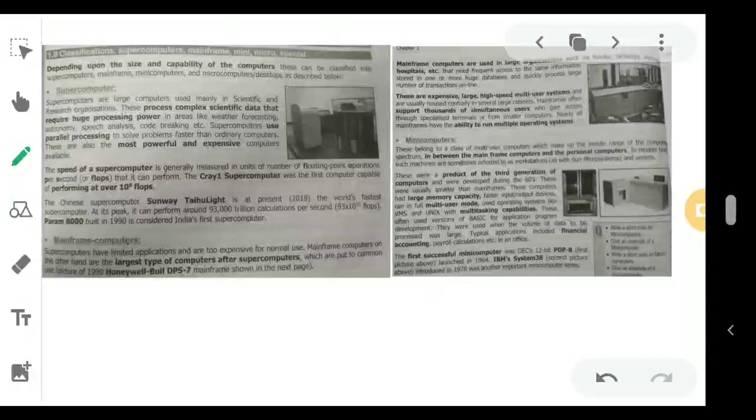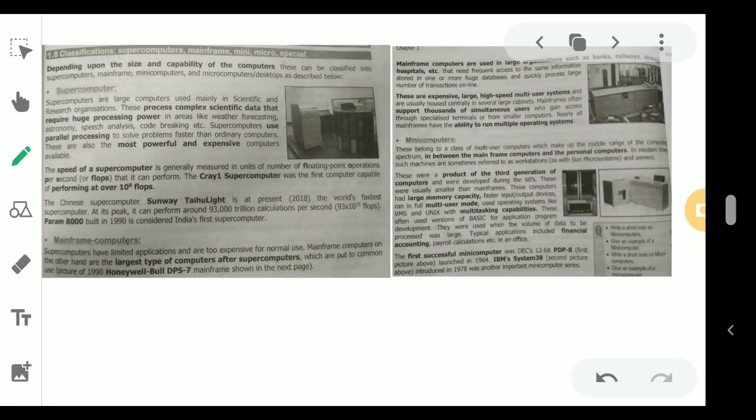Today we will learn about the classifications of computers. We can classify computers in many ways, but we need to identify the factors depending upon which we can classify them. Depending upon the size and the capability of the computer, it can be classified into supercomputers, mainframe computers, minicomputers, and microcomputers or the desktops.